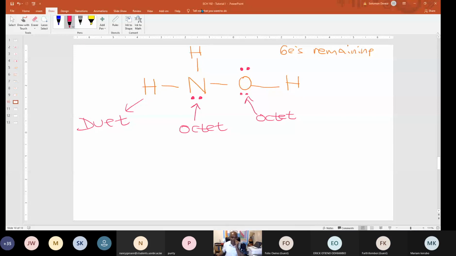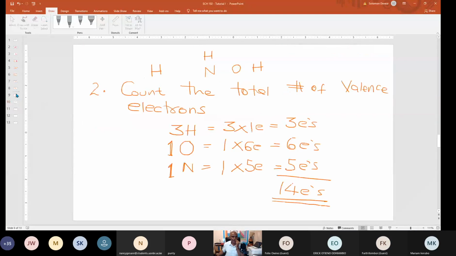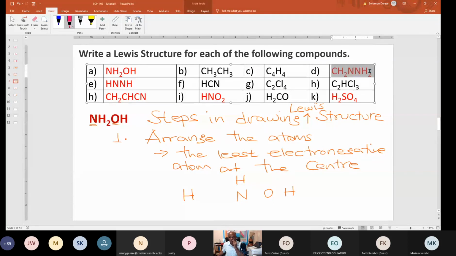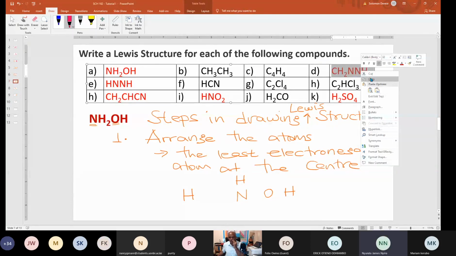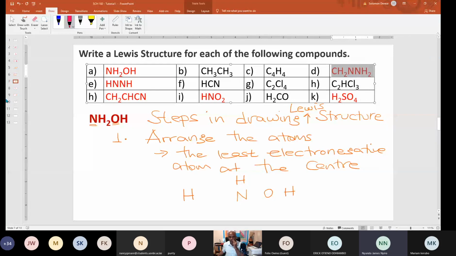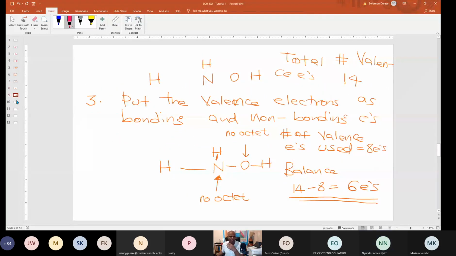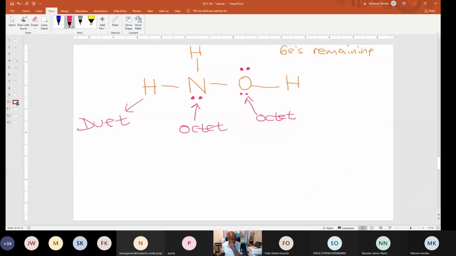Let's look at another example, and hopefully it will be more challenging than this one. Excuse me, sir. What about the last step on assigning the formal charge? Of course, it is good to assign formal charge. In this case, I did not bother to assign formal charge because none of them are charged.